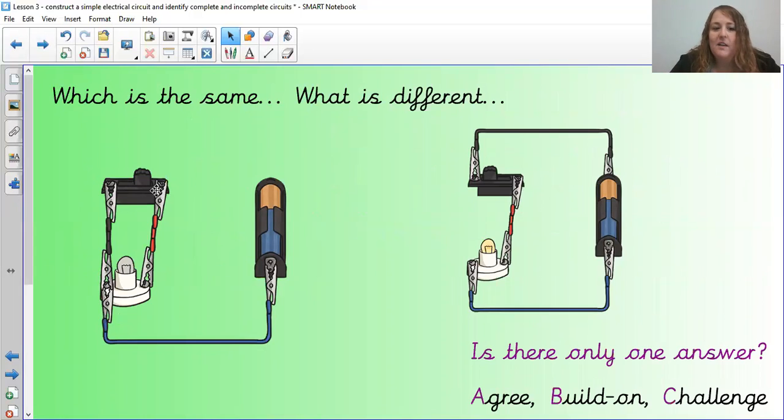So on the left, I don't know. I don't want to tell you what they are at the moment, but I've got a left picture, bulbs, wires, batteries, and there's a switch, and there's one on the right. So think about what's the same and what's different in them both. Think about what you already know, and would there only be one answer? And of course, there is no true answer. There's no correct answer to this. It's just, what do you think?